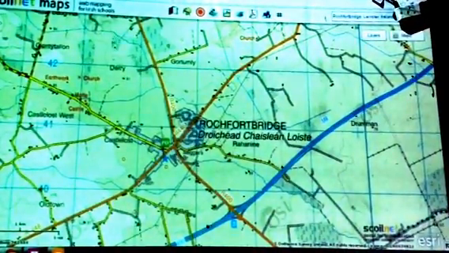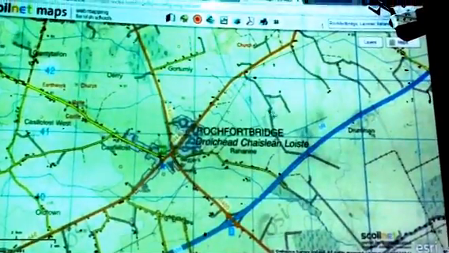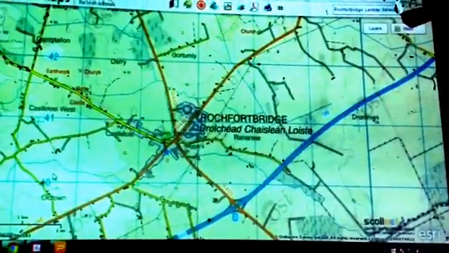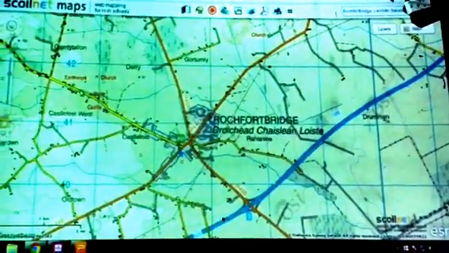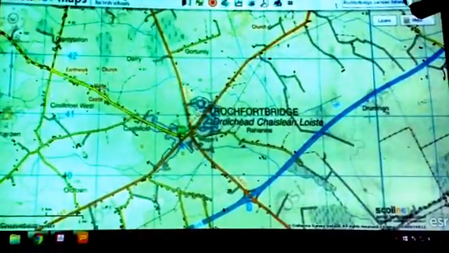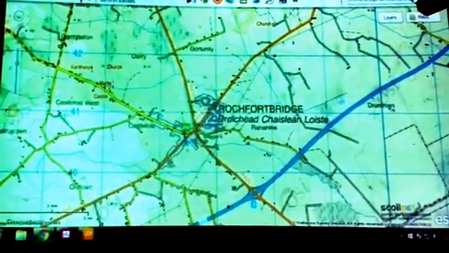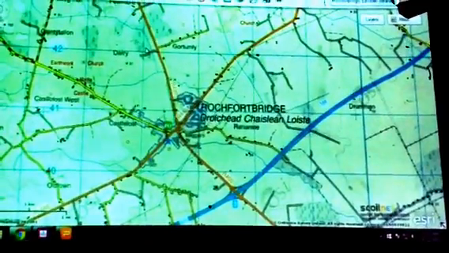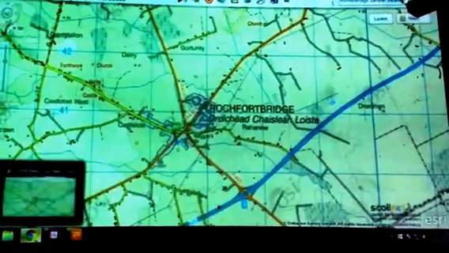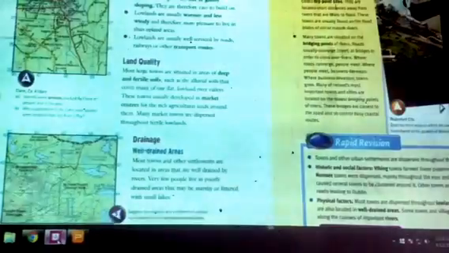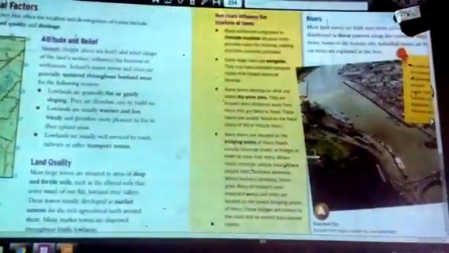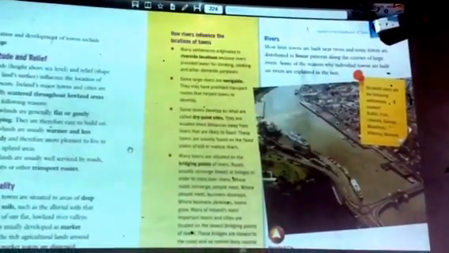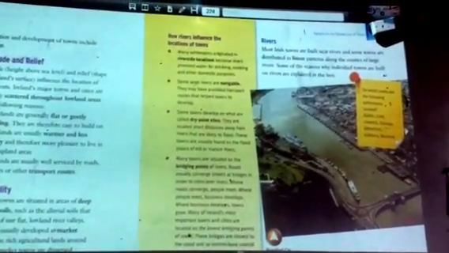So we can see on this map that there are lots of streams and rivers around Rochfortbridge. That means that the water from the land is able to drain into these rivers. So we can see then that the land around here is well drained. Finally, our fourth reason why Rochfortbridge would have begun at this place, and it's probably the most important reason, is the influence of the river.